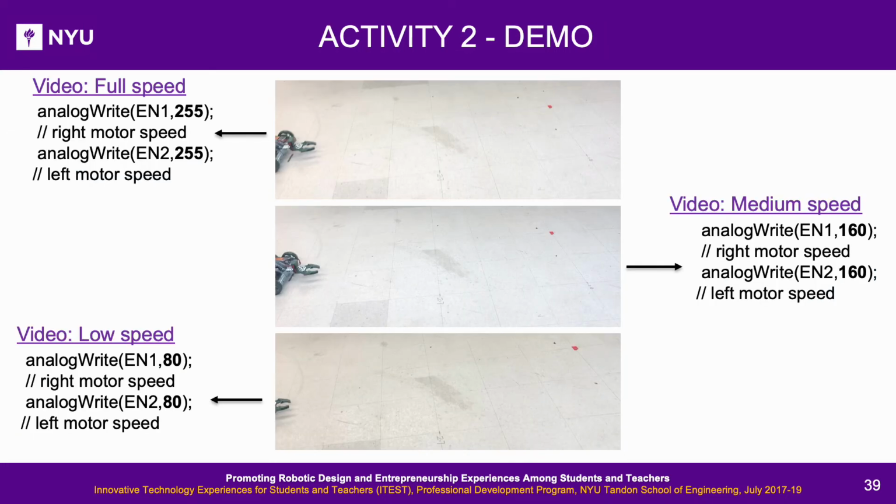Activity 2. Demonstration. Changing the analog write argument, which has a range of 0 to 255, changes the speed at which the motors run. Recall the concept of PWM signal for better understanding. It can be seen from the demonstration videos that different argument values lead to motors, and consequently the robot, running at different speeds.